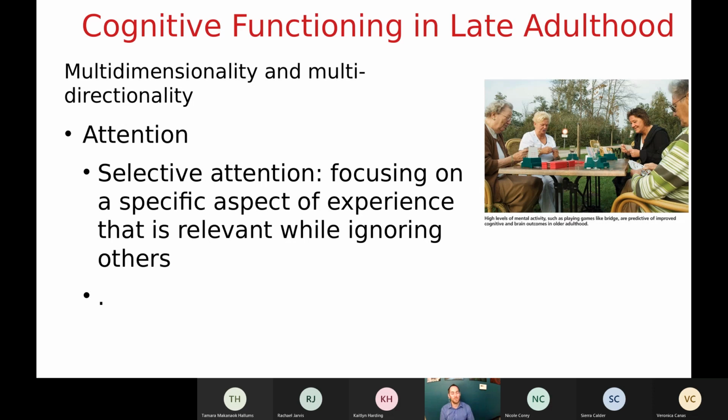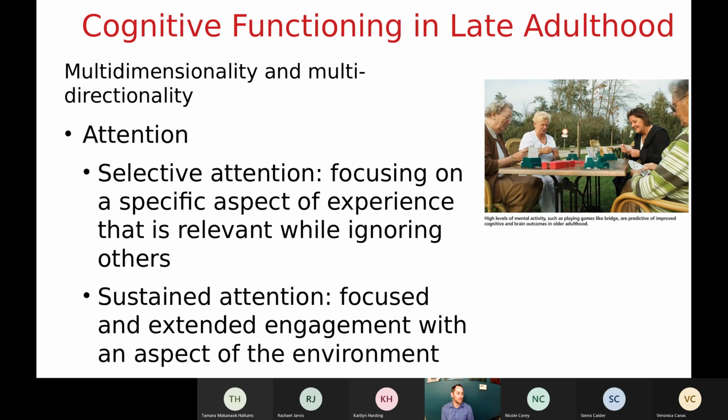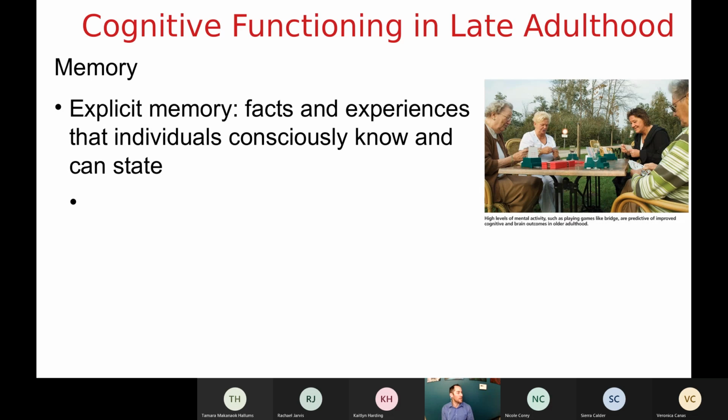But selective attention would be like focusing on one conversation in the midst of a room when lots of conversations are happening. So if you're at a party, you can focus on your friend's conversation with you, or maybe you're actually focusing on a conversation over here. That's selective attention. Versus sustained attention is attention over a long period of time. So are you paying attention to the entirety of class? That would be sustained attention.